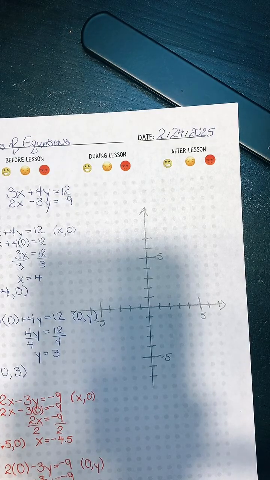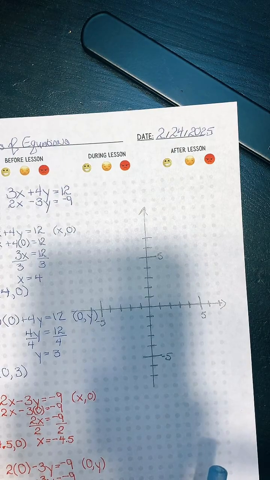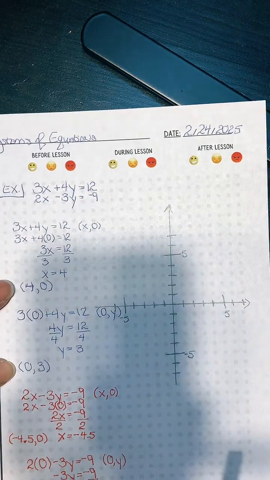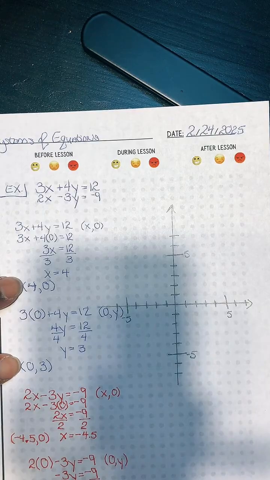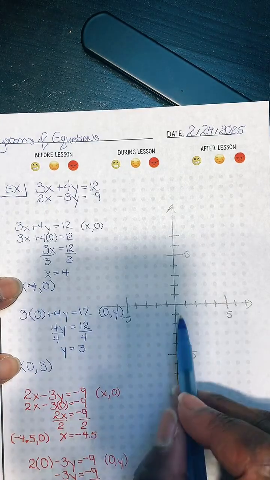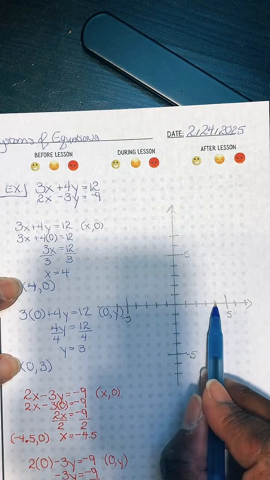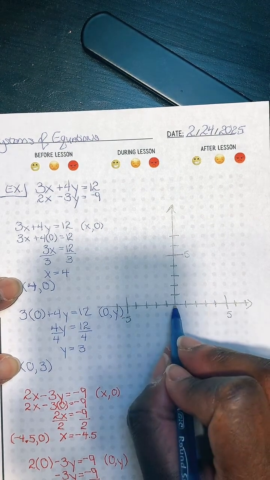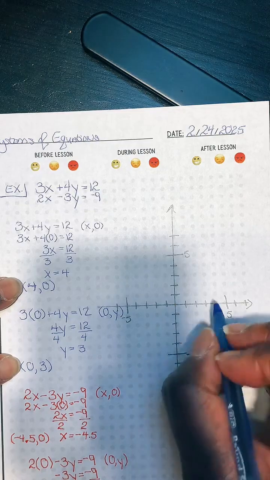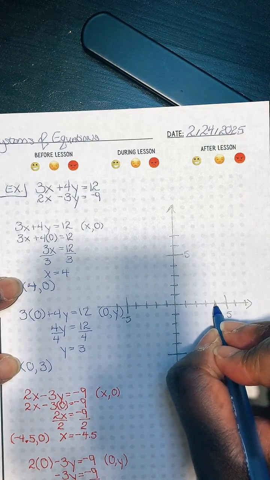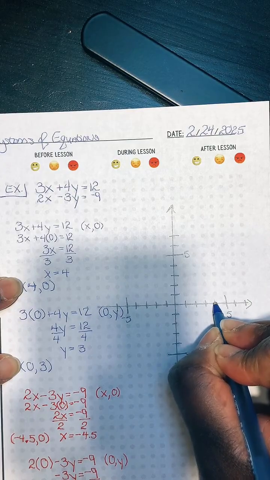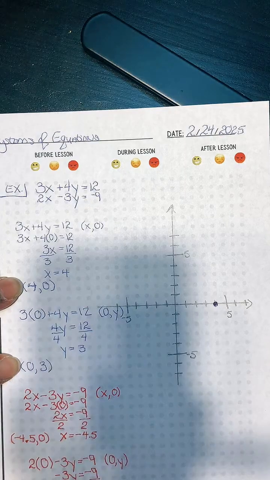Okay, so now we are going to plot our 2 points. Okay, we have 4, 0. So my x value, if I start at the origin, is a positive 4. Notice my y value is a 0, because this is when y is 0. But over here, this is when x is 4 and y is 0. Do you see why it's a 0 and not a 1?